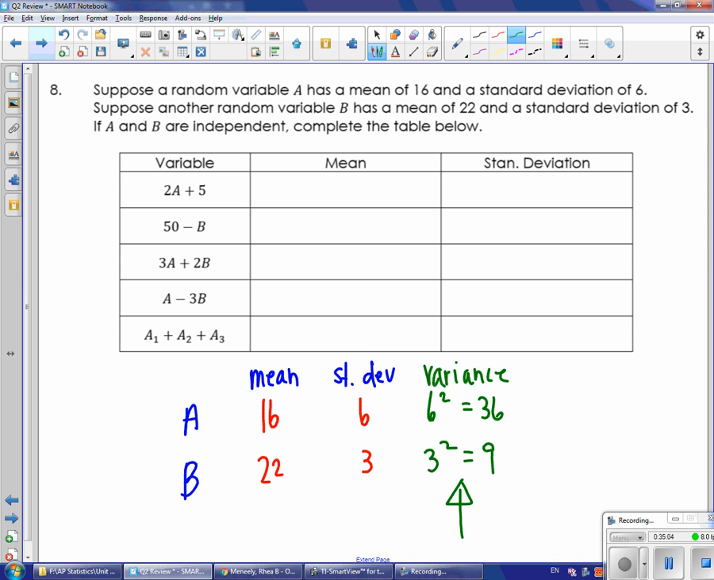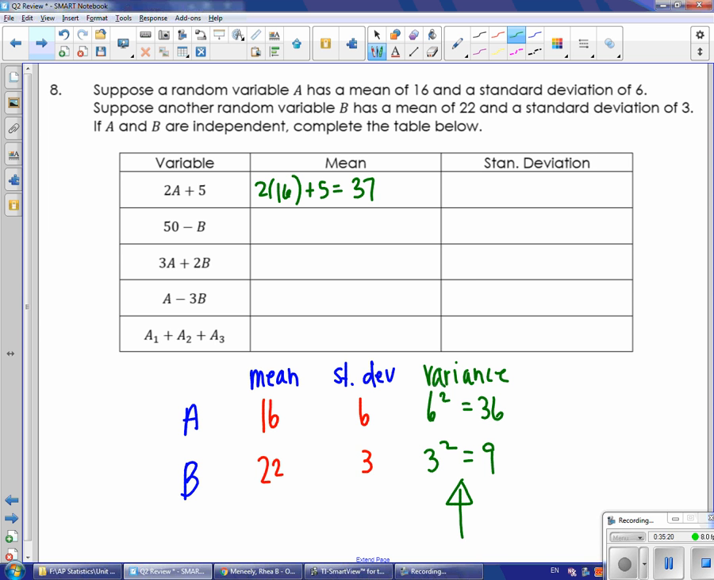So for example, in the first one where I've got 2a plus 5, whatever it's telling me to do to the random variable, I'm going to do to the mean. So that means I'm going to take 2 times the mean of a, which is 16, and add 5. So 32 plus 5 gives me a new mean of 37.